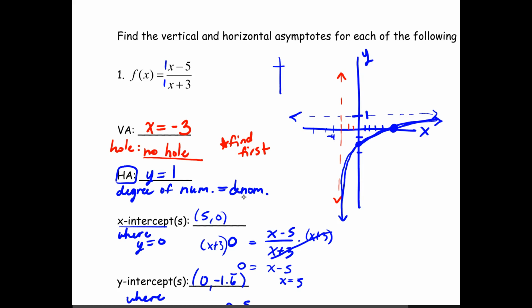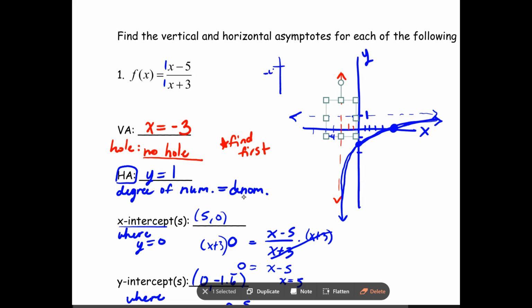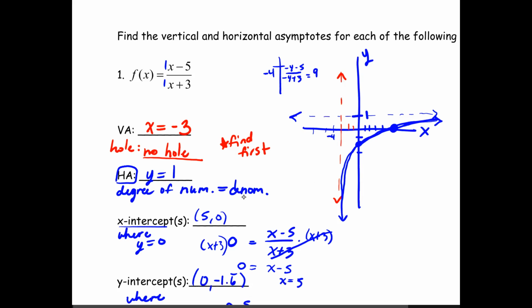See what happens. So if I plug in negative 4, I would have negative 4 minus 5, which would give me negative 9, over negative 4 plus 3, which is negative 1. So negative 9 over negative 1 would give me 9. And I can go (negative 4, 9). I know it's up here. And now I know where the shape of the graph will look like on this side.